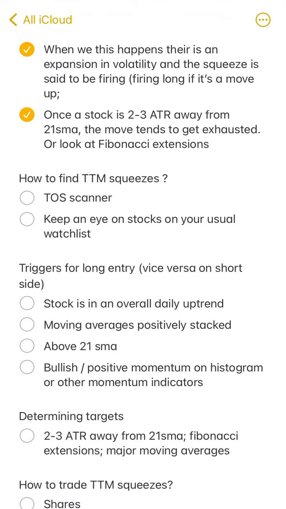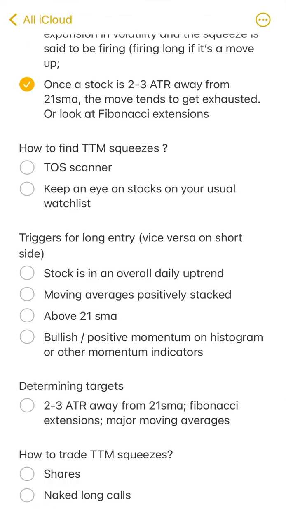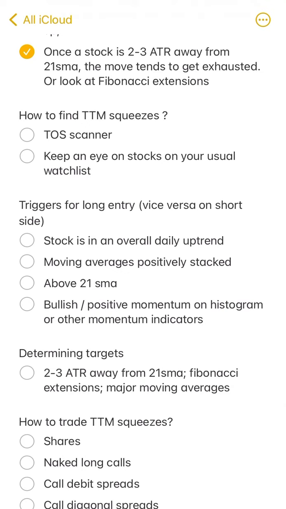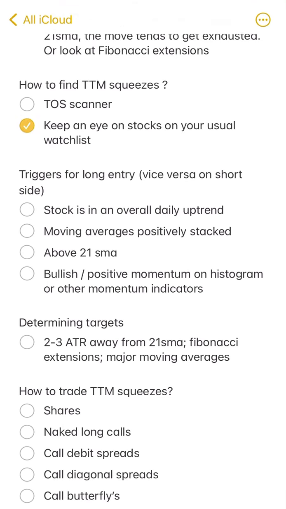So how do you find these TTM squeezes? For me, I just have a set of certain stocks that I watch on my watch list, okay? But I have used a Thinkorswim scanner before, which will actually scan for stocks that are currently in a squeeze, right? And if you guys want the script for the scanner to scan for these stocks that are currently in a TTM squeeze, just let me know. Leave a comment in the comment section, or you can ask me in the Discord, okay?